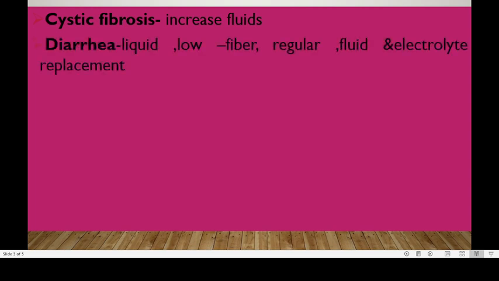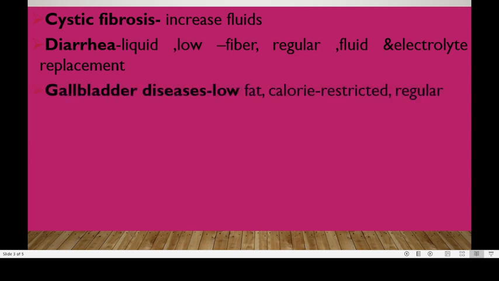Diarrhea: these patients need to be given a liquid, low fiber diet and regular fluid and electrolyte replacement. Gallbladder diseases: remember, bile is made in the liver and stored in the gallbladder. So with gallbladder diseases, they are not able to release the bile. Help these patients by giving them a low fat diet, calorie restricted, and sometimes regular diet.